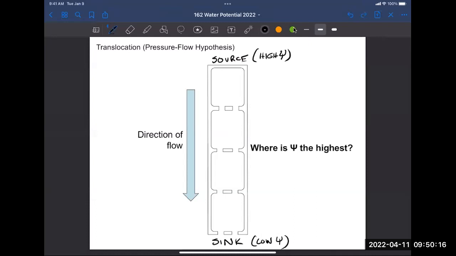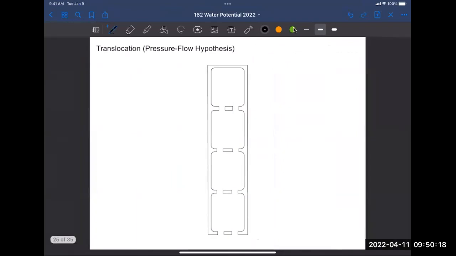Now we have to think about what creates that. How is that high water potential created here in the source, and how is the low water potential created in the sink?